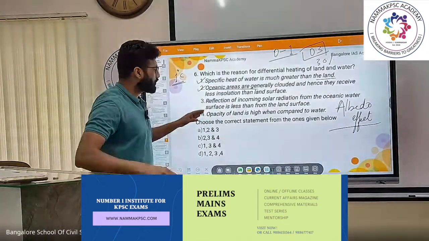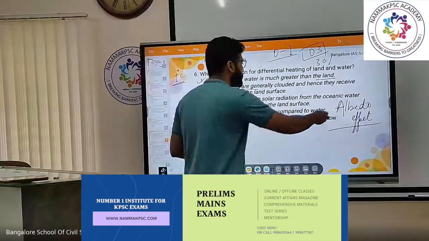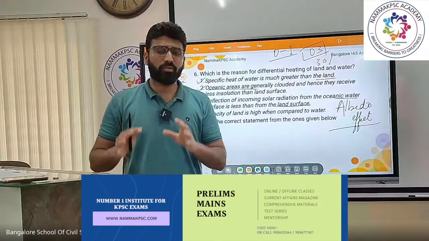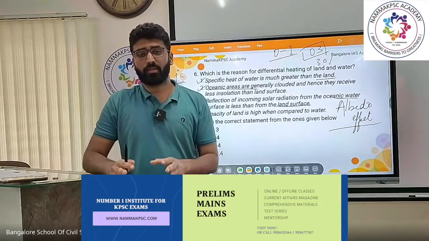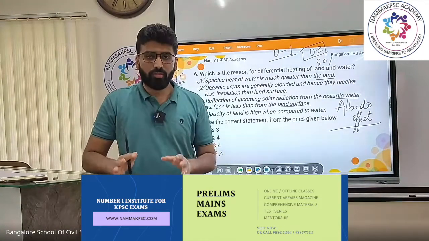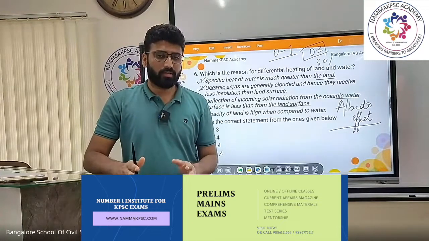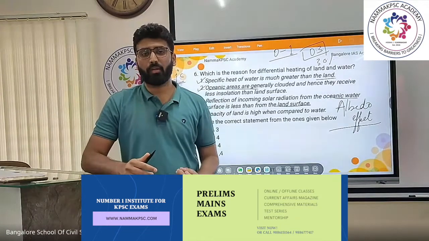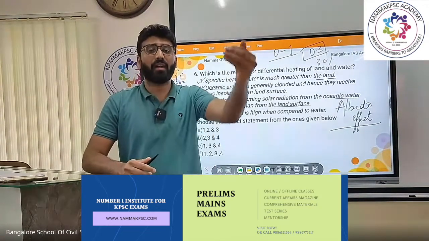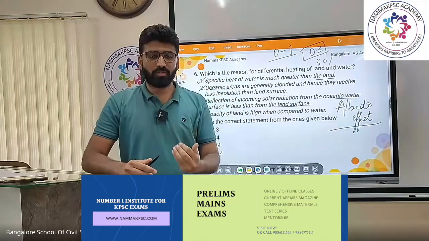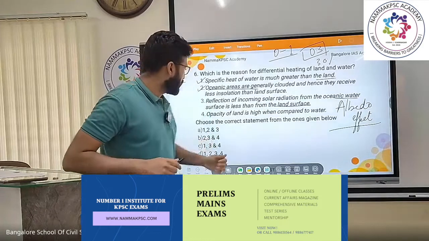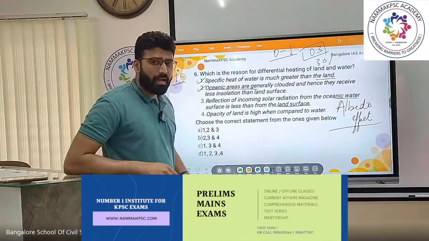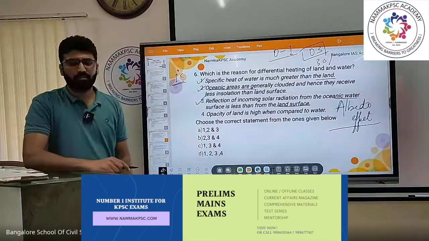Now here the question is asking for what? Reflection of incoming solar radiation from oceanic water when compared to land surface. Please remember, the oceans absorb more solar radiation when compared to land. The oceans are a bigger heat sink when compared to land. Therefore, land has higher albedo, whereas the ocean surface has lower albedo. So, reflection of incoming solar radiation from the oceanic surface is less than the land surface is correct.